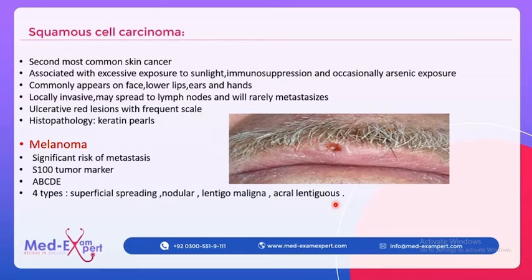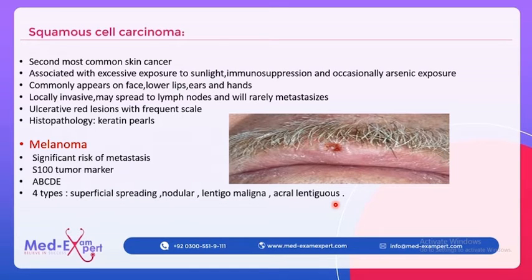Now the second most common skin cancer is the squamous cell carcinoma. It is also associated with excessive exposure to sunlight. It is common in immunocompromised patients and also occasionally occurs in arsenic exposure areas of the body. It most commonly occurs on the face, lower lips, ears, and the hands. It is locally invasive. It may spread to the lymph nodes, but it will not metastasize.